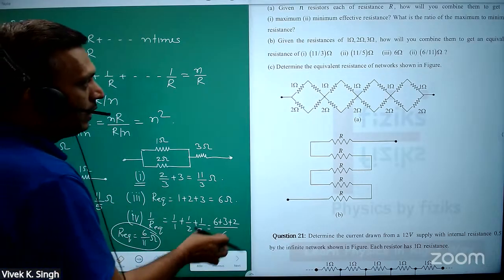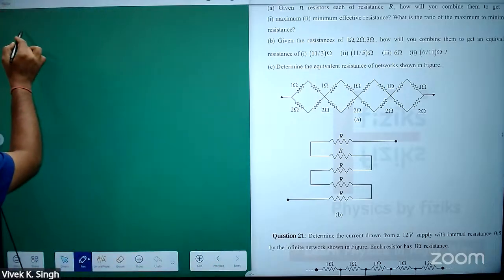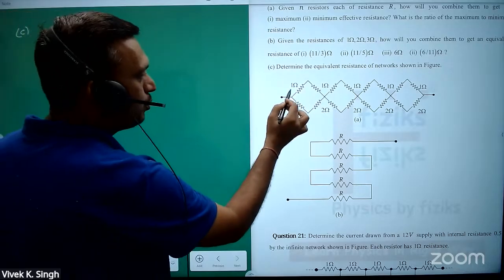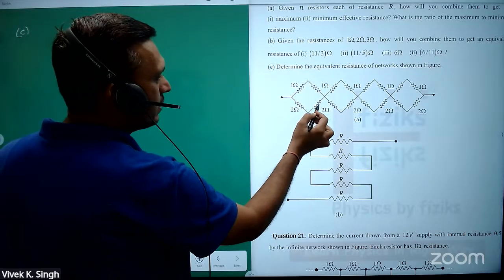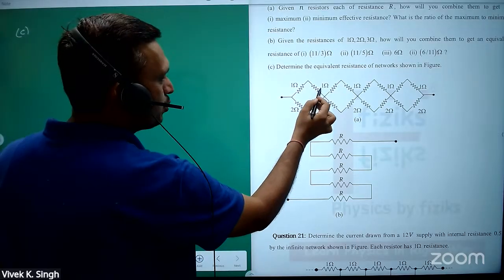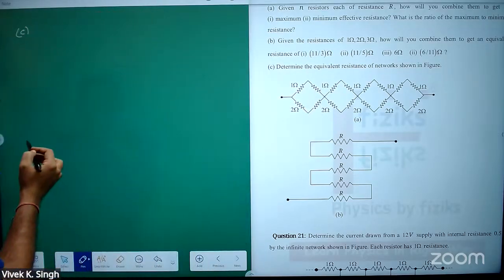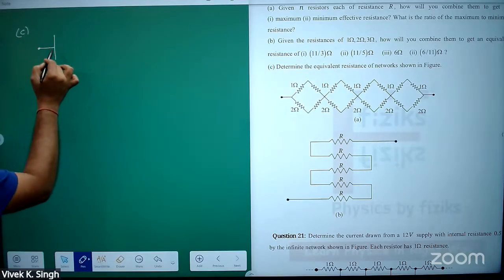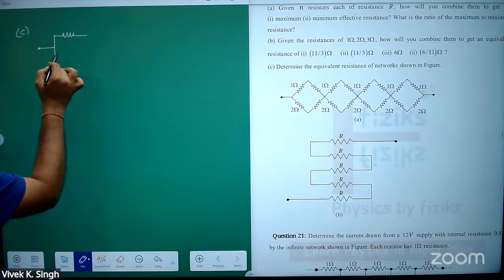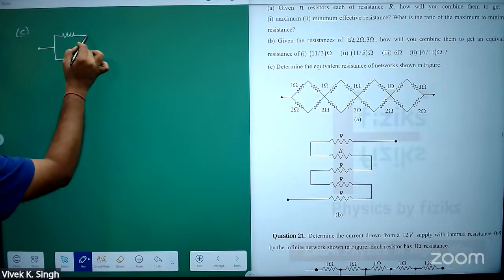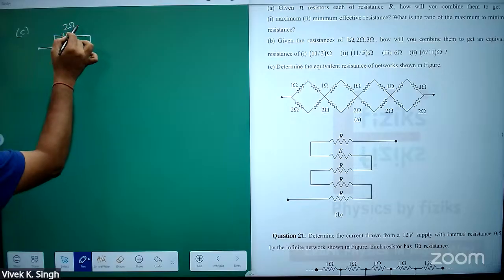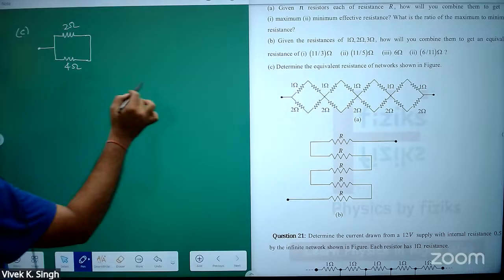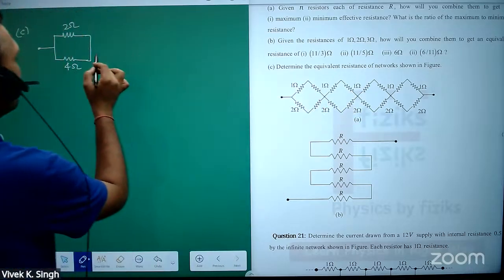So in C part, just see, you have to find the equivalent between these 2 points. These two are in series. This is also in series. So this becomes 2 ohm. This becomes 4. So you will get this equivalent circuit. I'm writing here, this will be 2 ohm and this will be 4 ohm. And in the same way, all are 2, 2, 4, 2, 4 and so on.